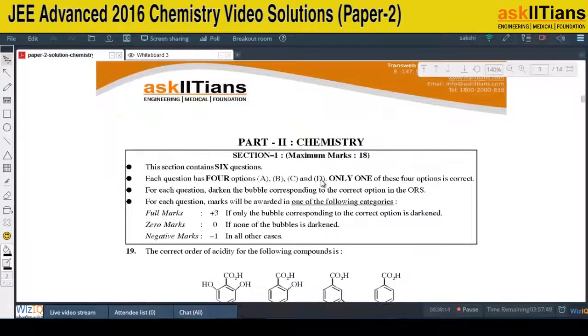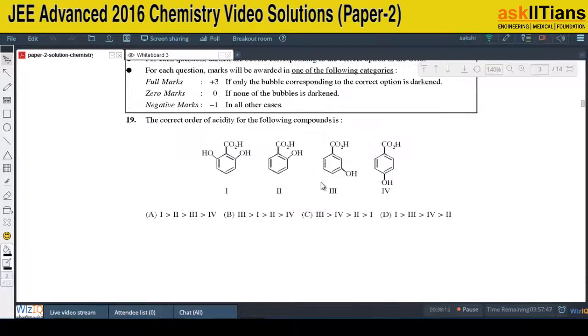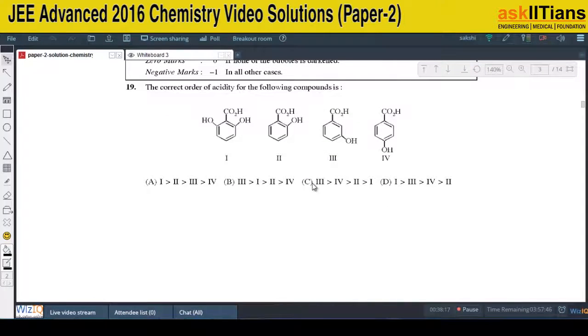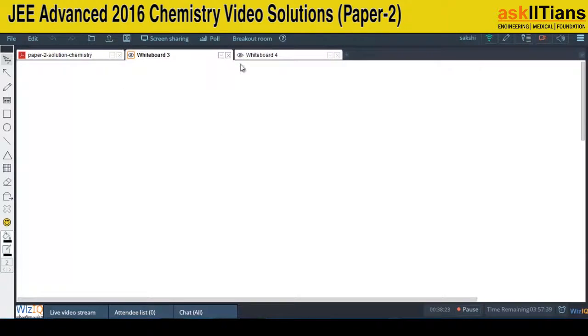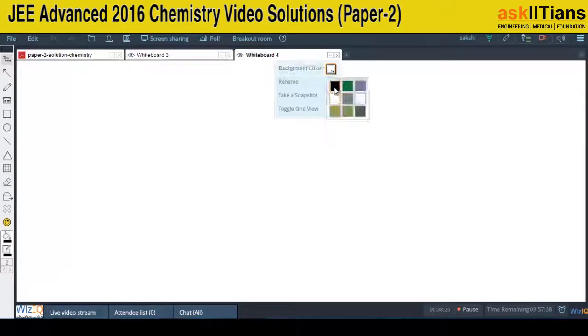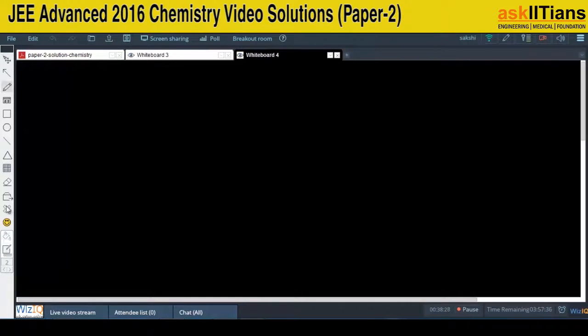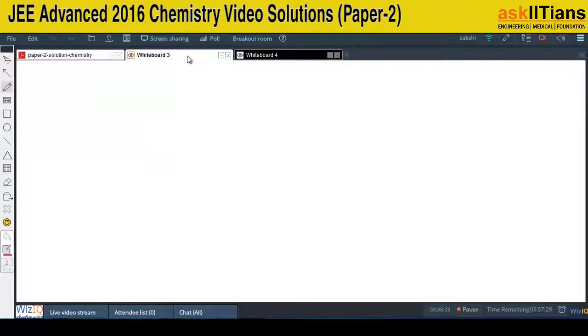To begin with the first question, this is question number 19, and it says that you have to tell the correct order. Let me write this on the screen as question number 19. You can read the question here. The question says that the correct order of acidity for the following compounds is.